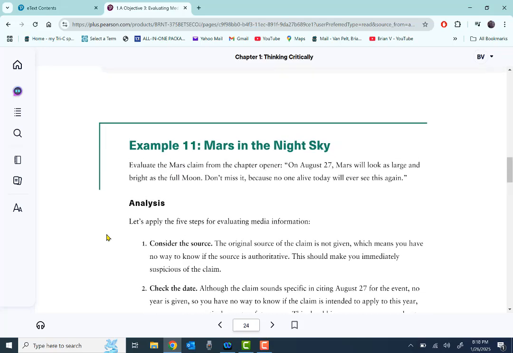Hidden agendas. In this case, it is a newspaper reporting a claim. I can't really see any hidden agendas here. They're not trying to convince you of anything.